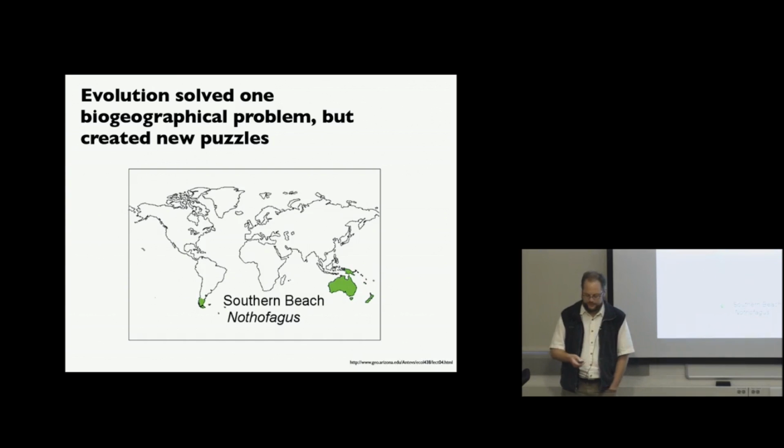But when evolutionary theory was erected, this created some new puzzles. One of the big puzzles was that often you do have fairly closely related groups, like these southern beeches from New Zealand, Australia, and South America, with widely disjunct distributions. South America and Australia are on opposite sides of the Pacific Ocean. It's almost halfway around the planet to get from one to the other. And how do you explain a distribution like this?